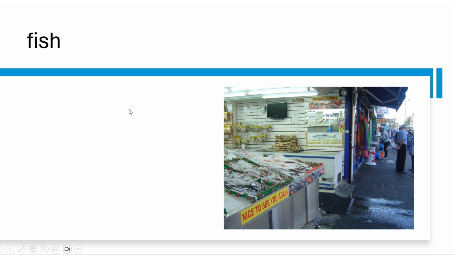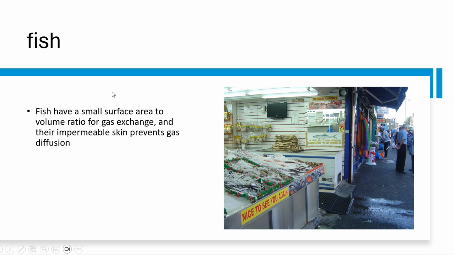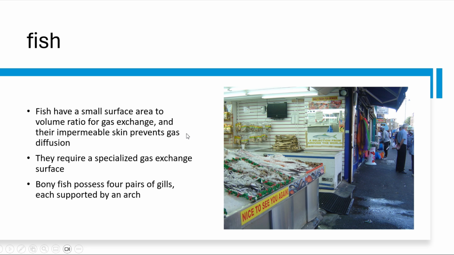So if we look here, we've got fish. Fish have a small surface area to volume ratio, obviously because they're quite big. They also have an impermeable skin for protection, but that also means gas can't come through that skin. They therefore require a specialized gas exchange surface, which is the gills. There are 4 pairs of gills, which are supported by an arch. The arch is just like the bone behind the gill.